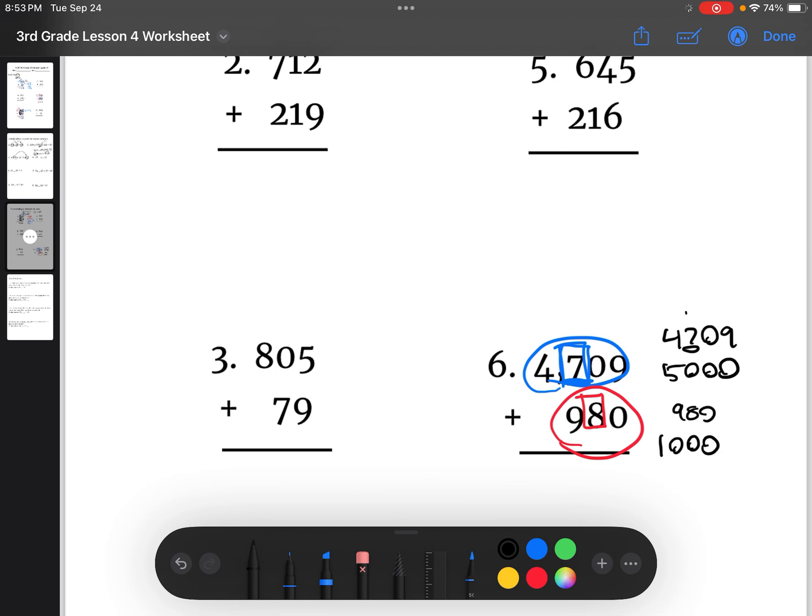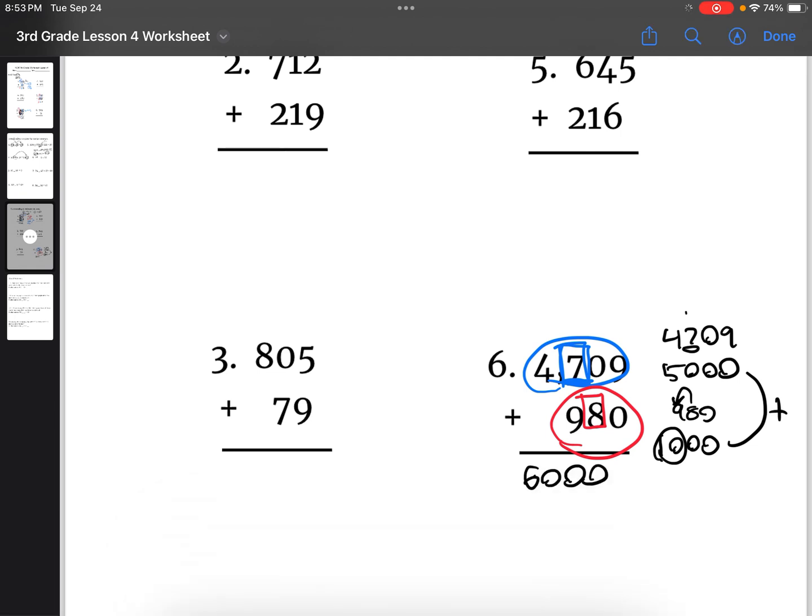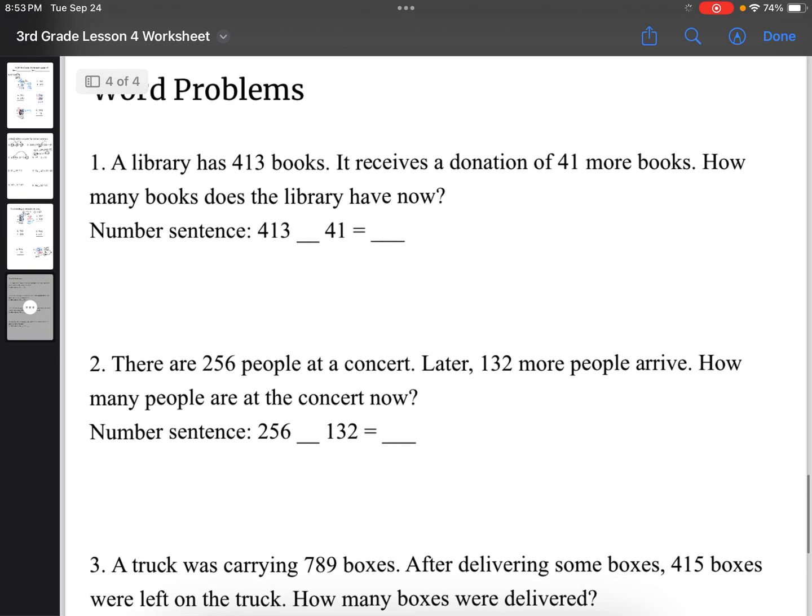Now, why does it jump to 1,000? Because after 9, there's no number, so the only number is 10, so we write the 10 like that. Then we do 5,000 plus 1,000, so this answer is about 6,000. Very simple, really easy. Just make sure you round in the first place. And now let's do some of our word problems.